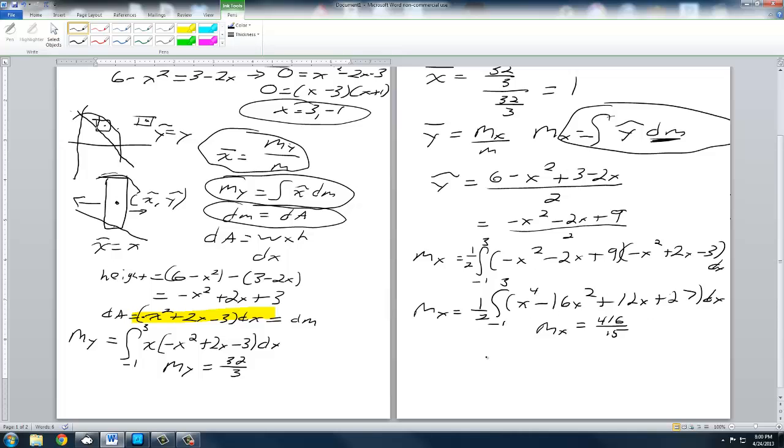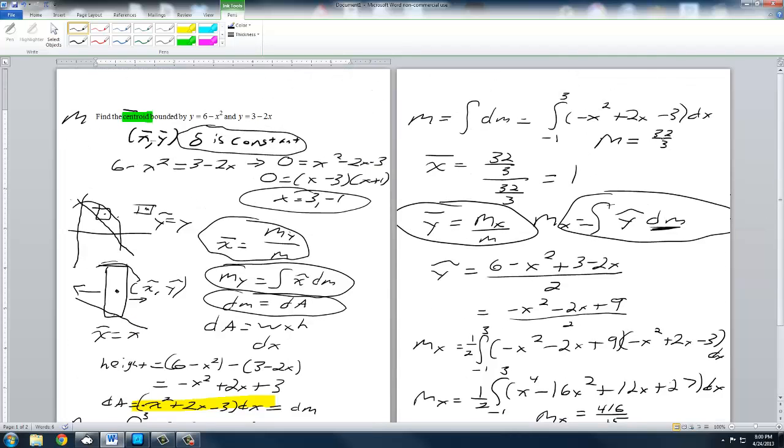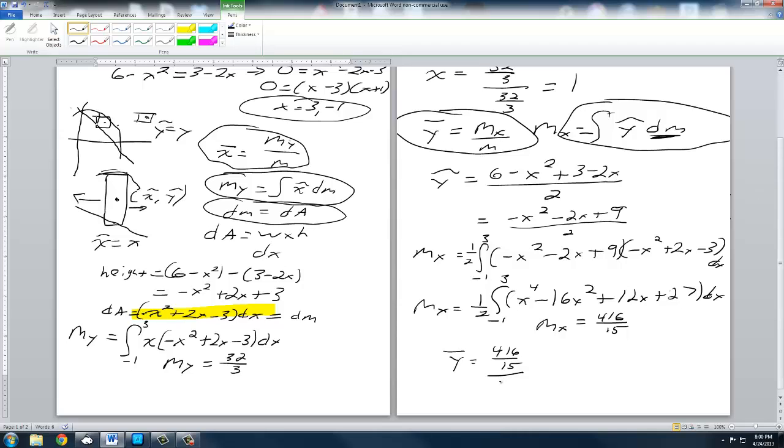Okay, so now to find y bar, we take 416/15 and we divide that. We're using this formula now. We divide that by m, which we found. Where is m? It's up above. Here is m. m is right here. That's 32/3. So we divide this by 32/3, and if you do this math, you're going to get 13/5. So x bar comma y bar is equal to 1 comma 13/5. And that's finding a centroid.